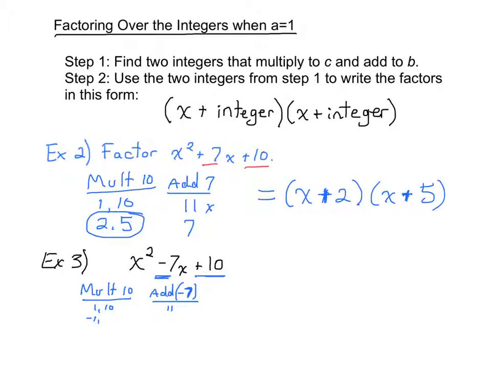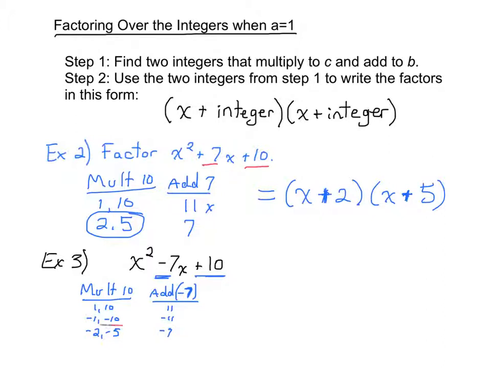Negative 1 times negative 10 also would multiply to positive 10, because negative times negative equals positive, and negative 1 plus negative 10 would equal negative 11. So that's closer to negative 7. So let's try negative 2 and negative 5. Negative 2 times negative 5 equals positive 10, but negative 2 plus negative 5 is equal to negative 7.